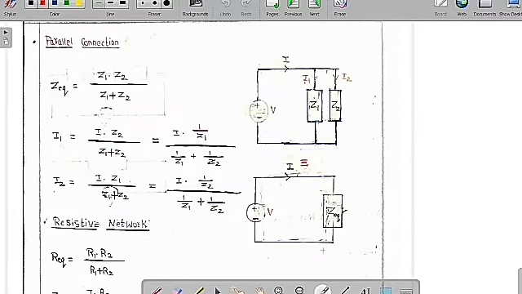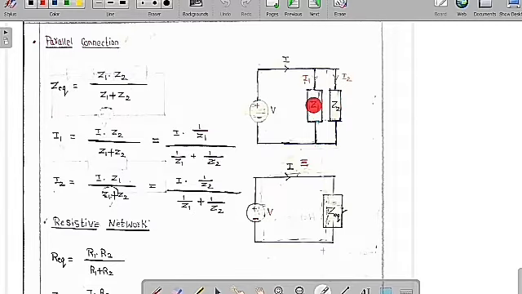If you want to know the value of the current I1, it is I into Z2 by Z1 plus Z2, or simply I into 1 by Z1 by 1 by Z1 plus 1 by Z2. This form you can apply for any number of branches in parallel, so it is a very easy way to remember. Similarly I2 is equal to I into Z1 by Z1 plus Z2, which is I into 1 by Z2 by 1 by Z1 plus 1 by Z2. This we are going to call the current division principle.